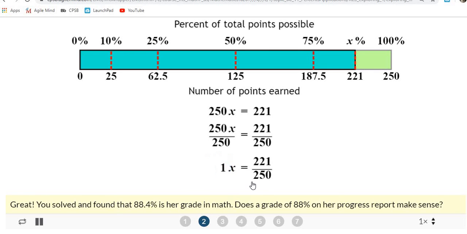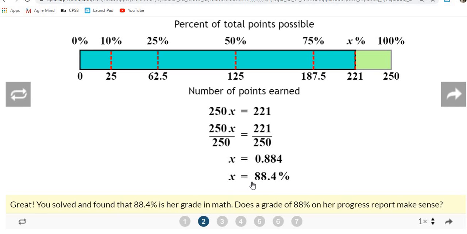That cancels out to a 1. That just 1x is just x. It turns to a decimal, and they convert the decimal to a percent. Same thing we did. So on number 2, it says to solve both an equation and a proportion. This was an equation method.